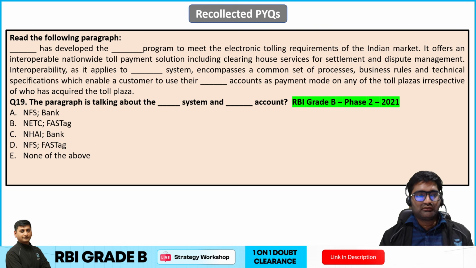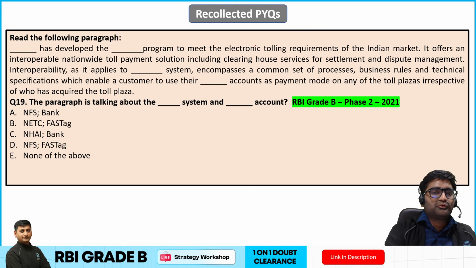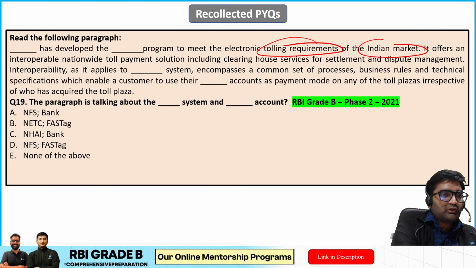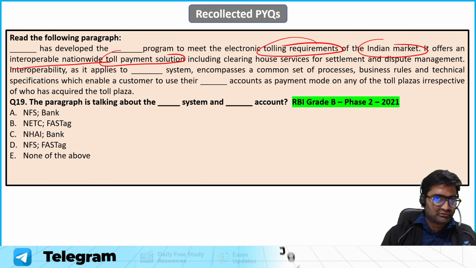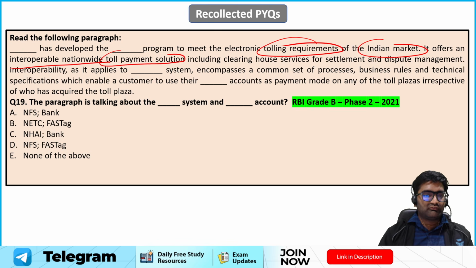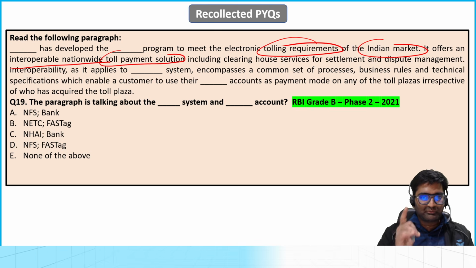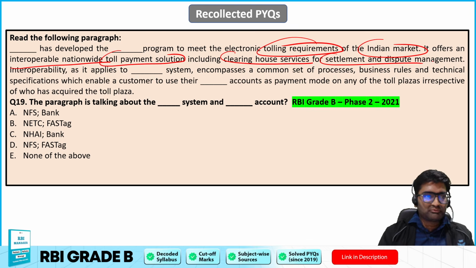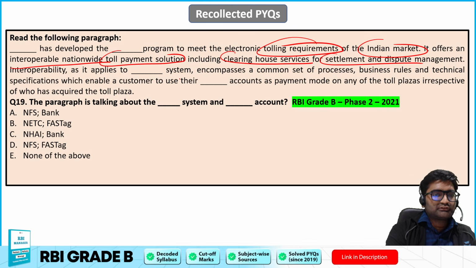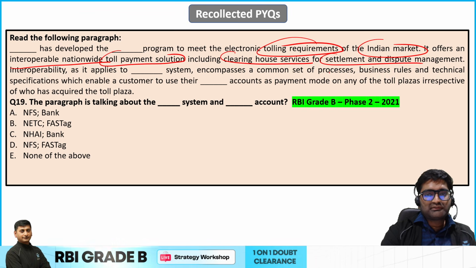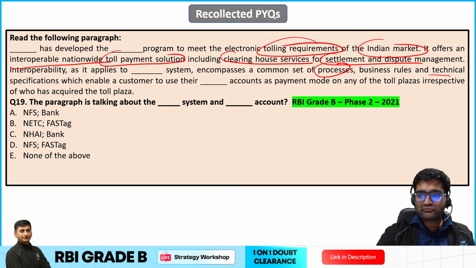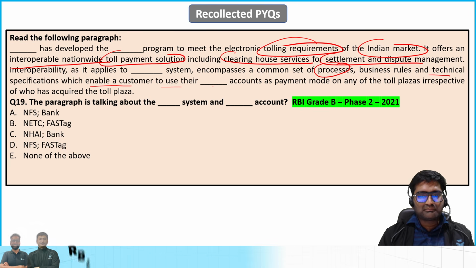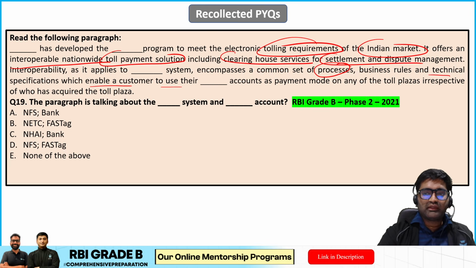Now, talking about this particular paragraph: Dash has developed the Dash program to meet the electronic tolling requirements of the Indian market. It offers an interoperable nationwide toll payment solution. Tolls are paid. I already gave you the answer to this; you should be able to answer this. Clearinghouse services are also provided for settlement and dispute management. Interoperability as it applies to the Dash system encompasses a common set of processes, business rules, and technical specifications which enable a customer to use their Dash accounts as a payment mode on any of the toll plazas.